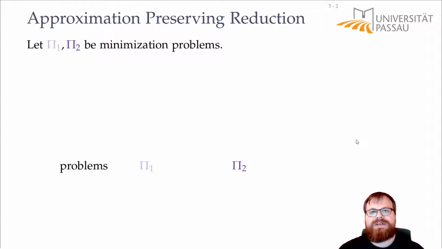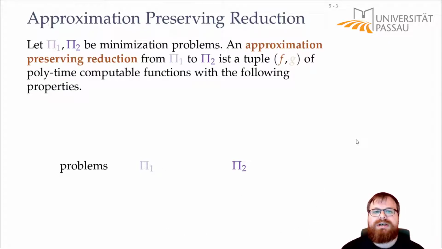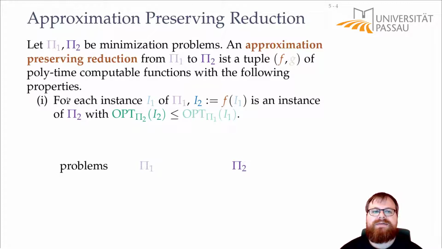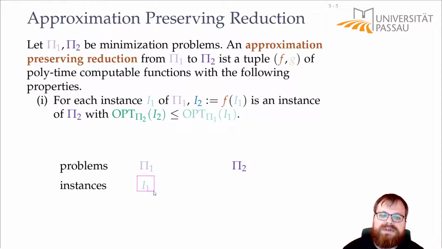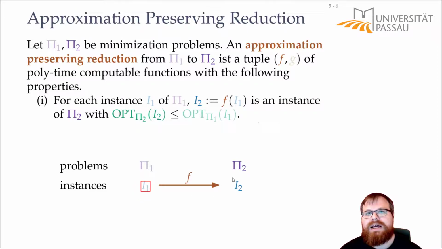Now, formally, an approximation preserving reduction from problem pi1 to problem pi2 is a tuple f and g. And these are polynomial time computable functions. And they have two very important properties. The first one is that for every instance I1 of problem pi1, the function f computes an instance I2 of the second problem. So if we apply the function f to this instance, then we get an instance of the second problem.